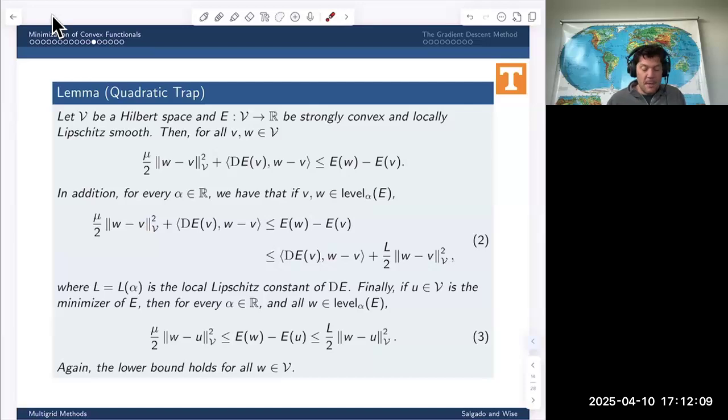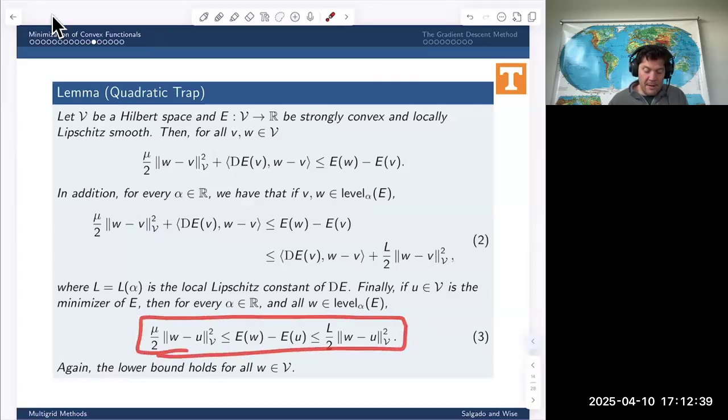Nope, I was wrong. If this guy is the minimizer, not 0, I misspoke. I don't want to make it 0. I want to make it the minimizer. If that's the minimizer, then that's 0 because of the Euler-Lagrange equation. Okay? Now I'm going to put the minimizer there. That's going to be E of U. And this is going to be U, and that's going to be U. Okay? So if this holds, then making those replacements, we have this upper and lower bound.